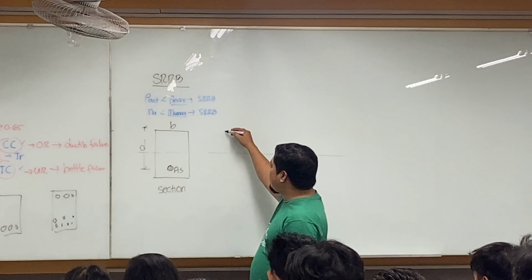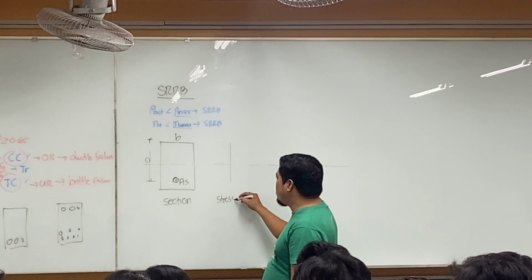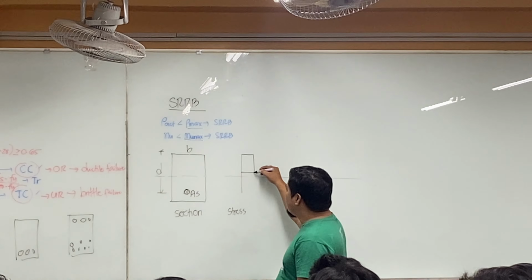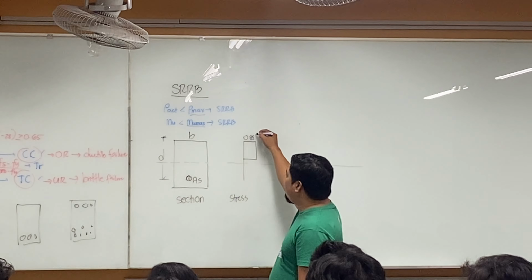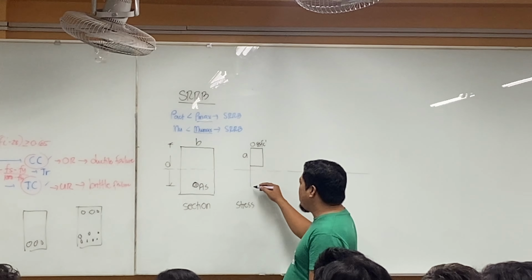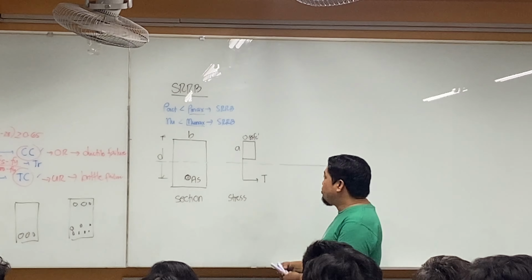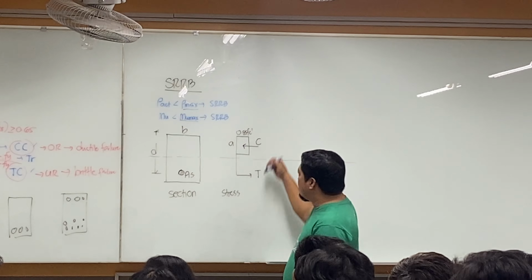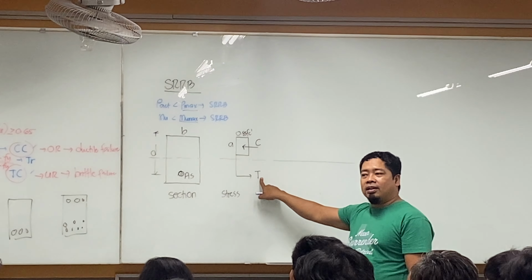So if you want to draw the stress distribution of the beam, what is this one? The depth of the compression, that is, this is c. This is a, the depth of the compression block, and it has this force, and that force is T. The force is balanced, it is resisted by force C, the compressive force of concrete, and the tensile force of steel.